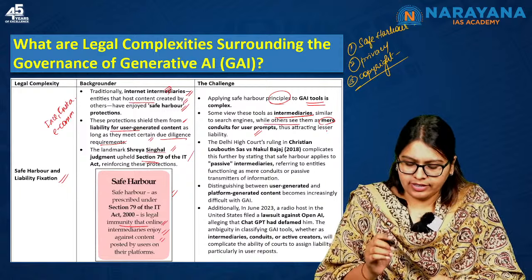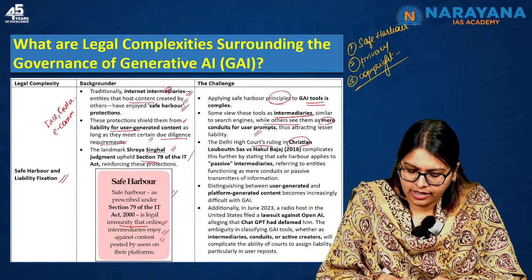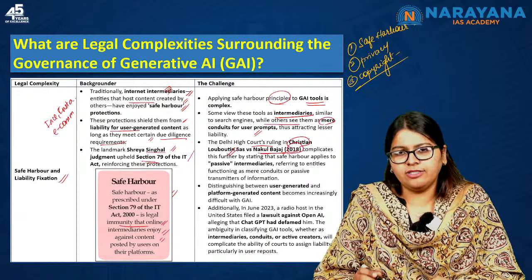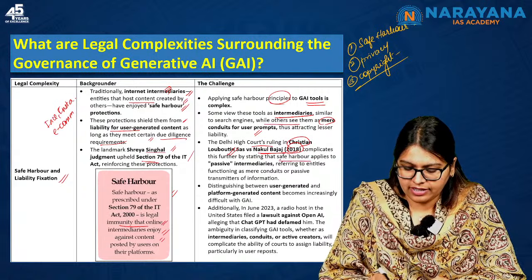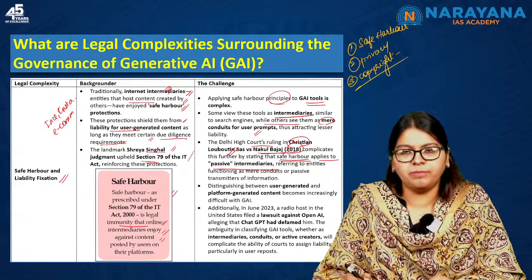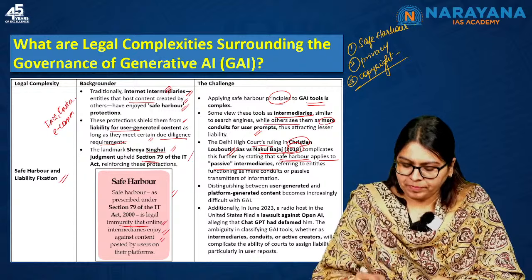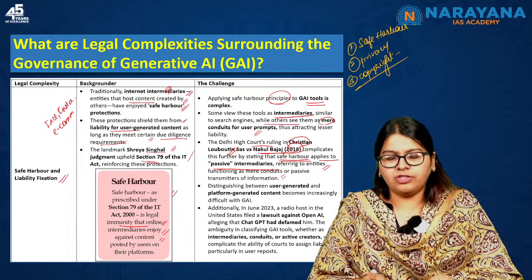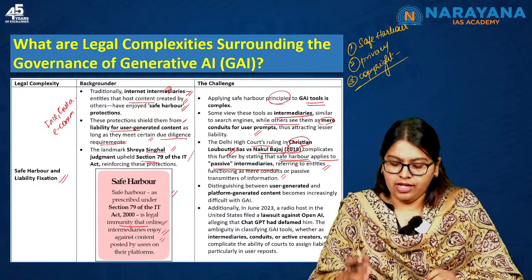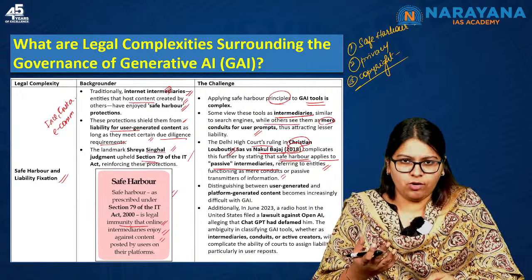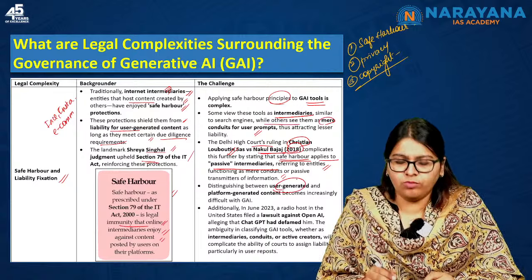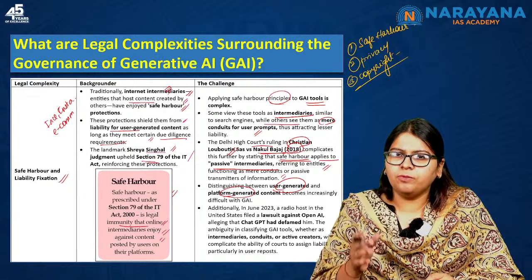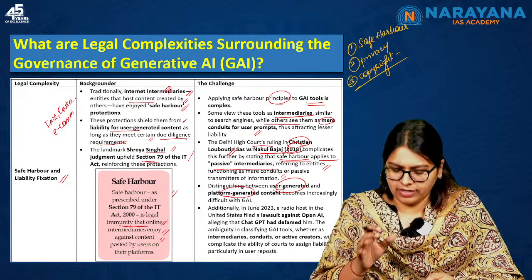Next, following this, the Delhi High Court's ruling in Christian Louboutin SAS versus Nakul Bajaj 2018 case complicates this further by stating that safe harbor applies to passive intermediaries, referring to entities functioning as mere conduits or passive transmitters of information. Now moving on, distinguishing, as I already told you, what has been user generated and what has been platform generated is not there. So it is very, very difficult to place a governance law or a piece of legislation.